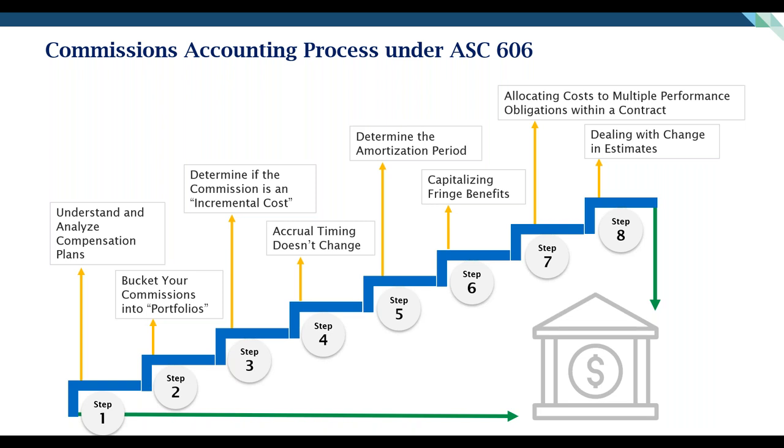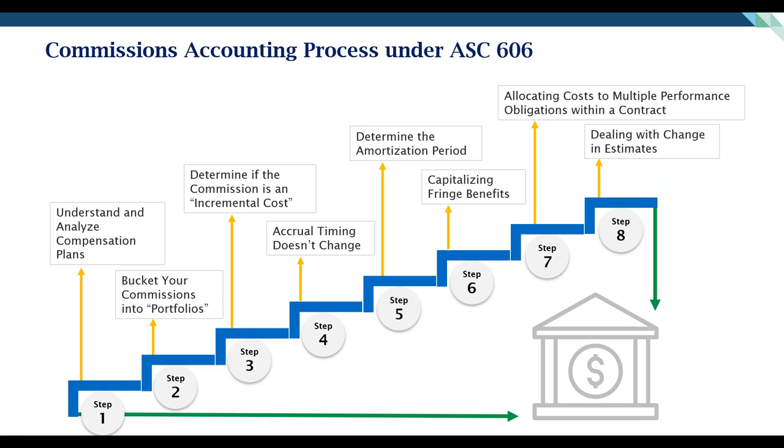So again, we talked a little bit about before, is it a marketing, a direct expense related to the revenue contract, or is it an indirect expense which you would have had anyway? And again, if you look at step four, it says the accrual timing does not change. Well, what does that mean?